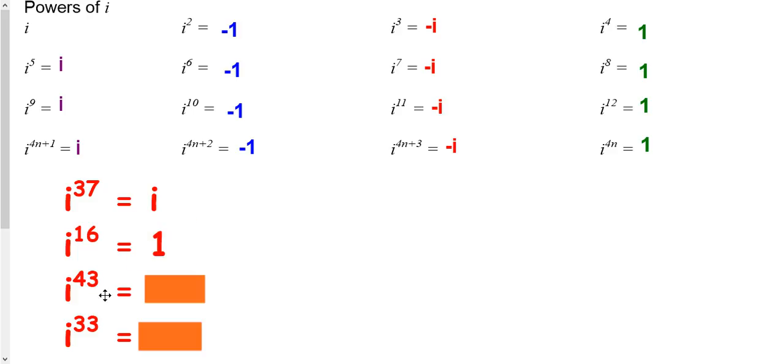I to the 43rd. Let's see, the closest multiple of 4 less than that is 40, so 43 would be 3 more, so it's got to be the red up here of negative i. I to the 33rd, that's not a multiple of 4, but 32 is. 33 is 1 more than 32, so it's 1 more than a multiple of 4, so it's the purple.